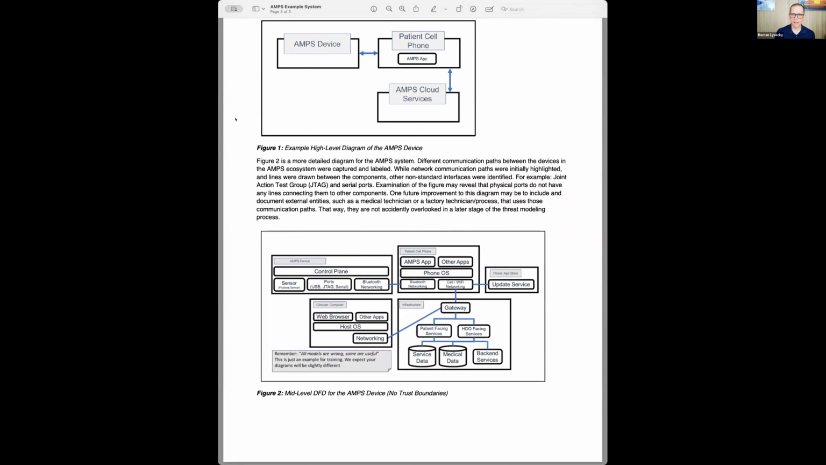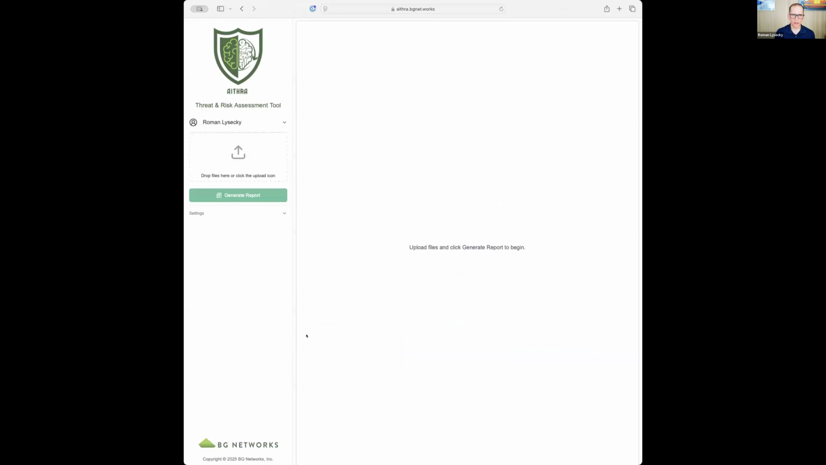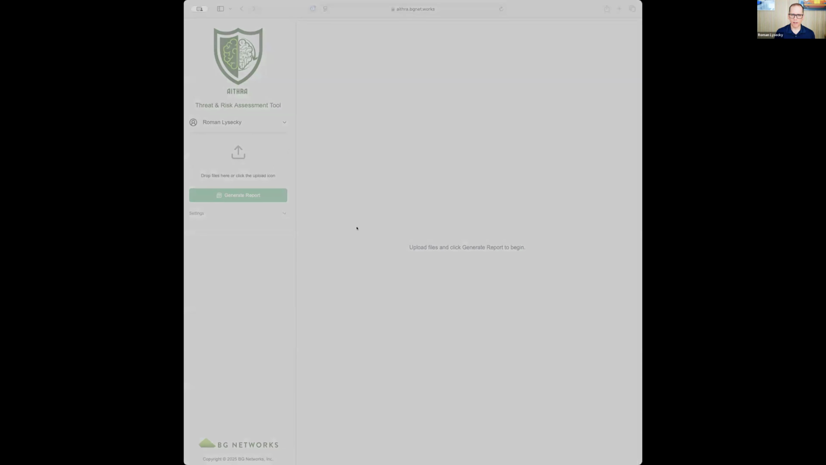And we want to put that as an input to an LLM-based tool that we're going to run in the background while Colin works through the example. And what this should hopefully allow us to do at the end is look at a more complete picture of what a threat and risk assessment would look like for that device. So I'm going to upload that document here.